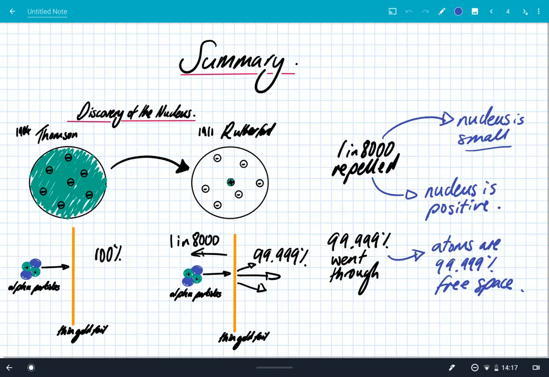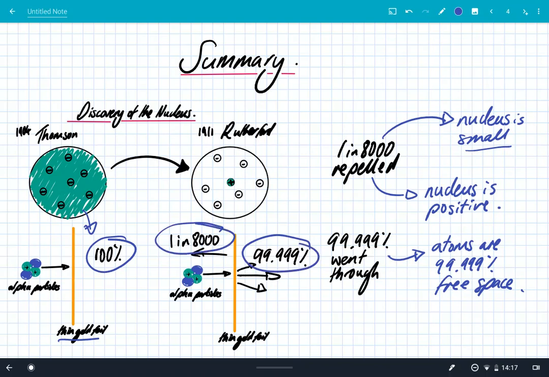In summary, in 1904, J.J. Thomson developed the plum pudding model. In 1911, this was replaced by Rutherford as a result of the alpha particle scattering experiment. He fired alpha particles at thin gold foil and expected 100% to go straight through, according to Thomson's model. But in reality, this did not happen. 99.999% went straight through, but 1 in 8,000 came back. He used this evidence to make some new conclusions and to come up with his new model.